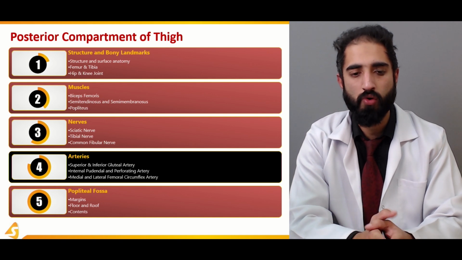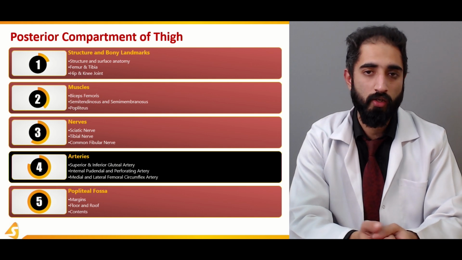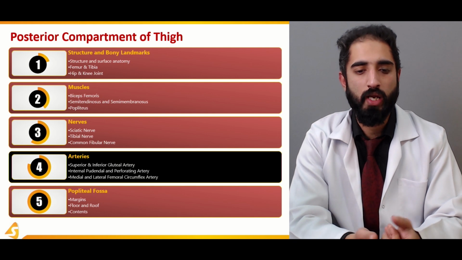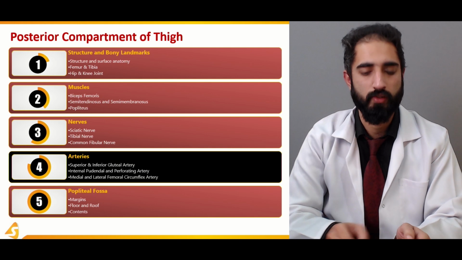region, in which we are going to talk about the superior and the inferior gluteal artery, the internal pudendal artery, the perforating artery, the medial femoral circumflex artery, and the lateral femoral circumflex artery.